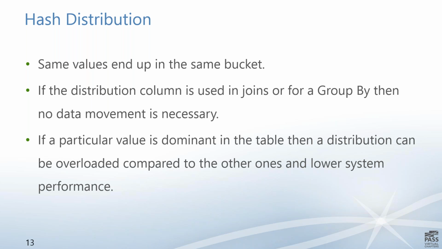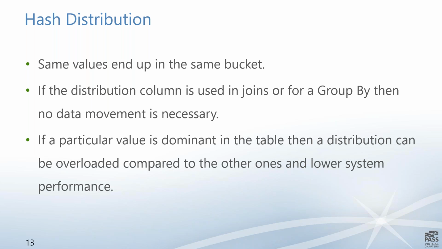You want to use hash distribution, for example, if it's used in joins or used in group by in your queries, because then you can save on data movement, right? However, if a particular value is very dominant in the table, then you probably don't want to do a hash distribution. Let's say, for example, that you are thinking of doing this hash distribution by country for a fact table that has orders, but 90% of your clientele is in the United States. So if you choose the country as your hash distribution, 90% of your data is going to end up in one distribution, and that's just going to overload that distribution.